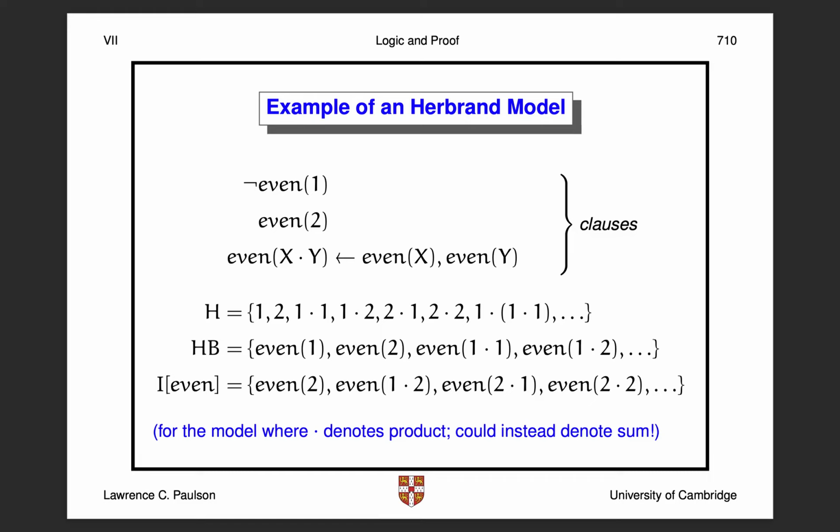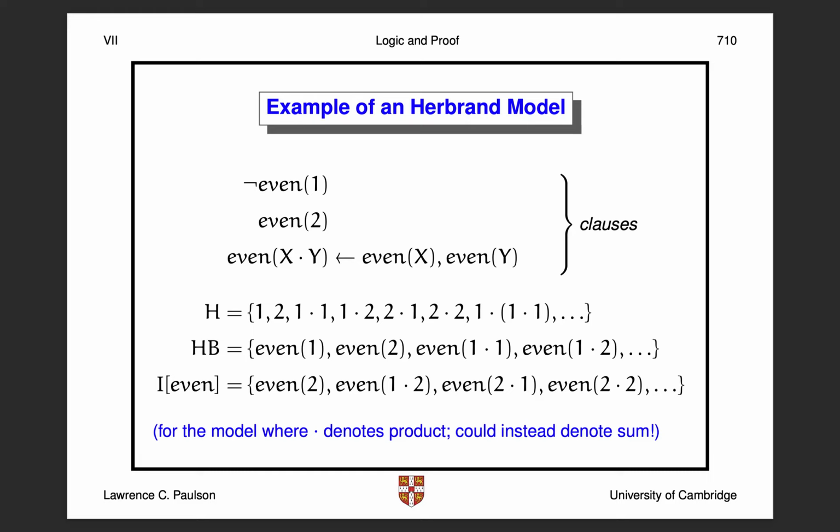Now, the Herbrand base is every single possible combination of our predicate symbols with the correct number of arguments. So the Herbrand base is not very interesting of itself. It is a thing from which we carve the meanings of predicates. So now here, this bottom line here is an interpretation of the even predicate given by the real model in which 1 and 2 are integers and the dot is integer multiplication.